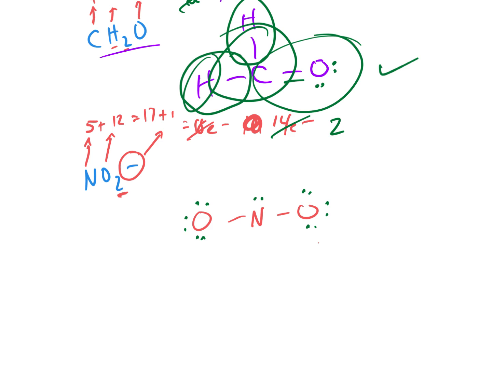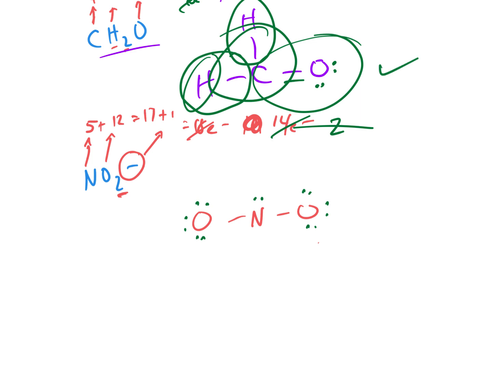We're doing okay? Understand what I'm doing? Okay. So we used all of them. Do they all have octets? Nitrogen doesn't. So we have to share. Who's going to share? Should we share them from nitrogen?